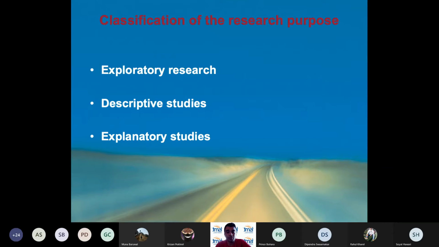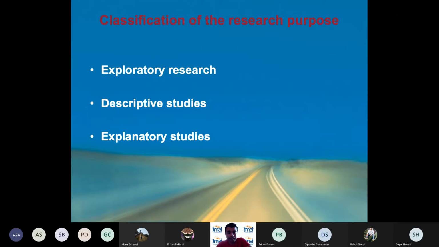So, the classification of research purpose we have already discussed. I think there are three natures. Basically, I'm moving a bit fast: exploratory, descriptive and explanatory. In exploratory research, you just explore what the research is trying to find. If you answer a research question regarding the what, then it is exploratory in nature.